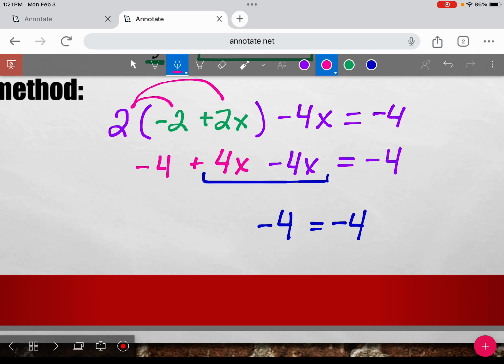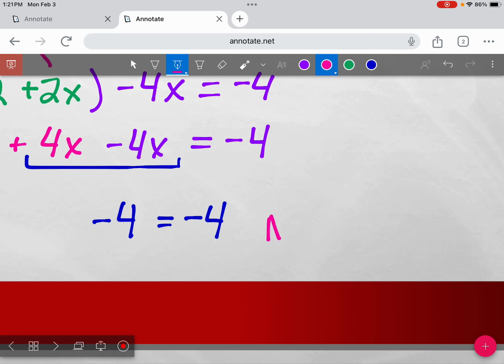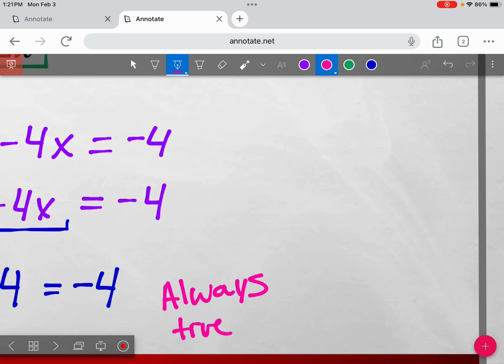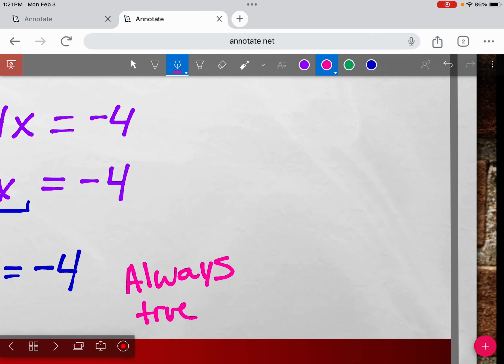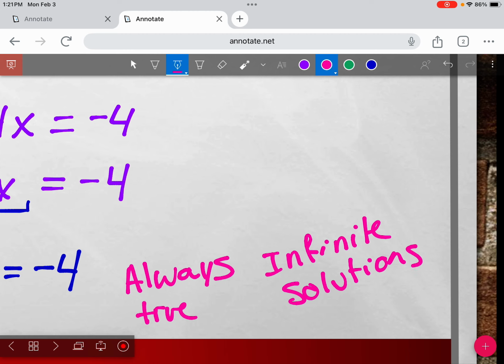It doesn't matter what x is. It doesn't matter what y is. This is always true. So no matter what x is, no matter what y is, we get an always true statement. So this has infinitely many solutions. Infinite solutions. What these are is the same line in 2 different forms. One's in standard form and one is in slope-intercept form. So it's just the same line right there.